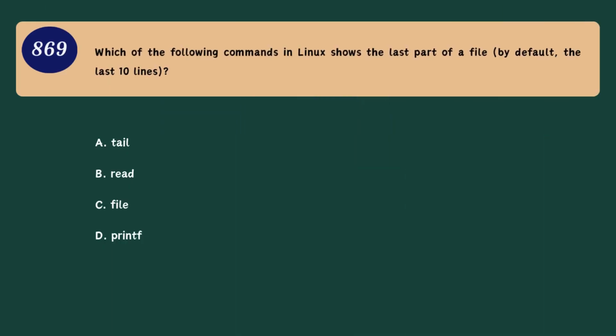Question 869. Which of the following commands in Linux shows the last part of a file? By default, the last 10 lines. A. tail. B. read. C. file. D. printf.